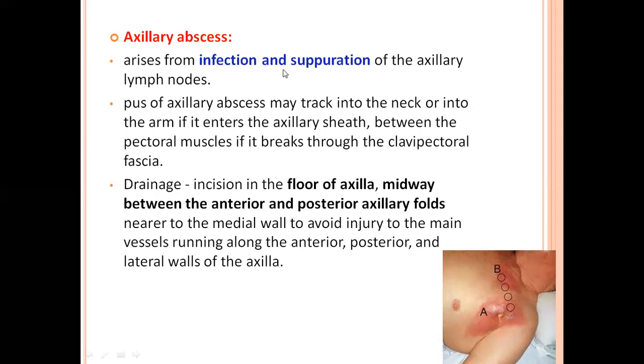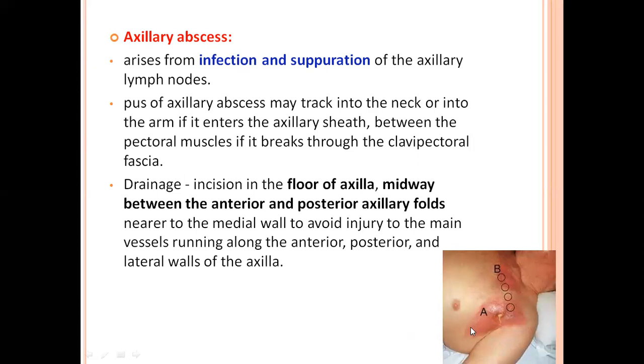It arises from infection and suppuration of axillary lymph nodes. Suppuration means formation of pus. Okay. So this pus may track into the neck also, because I told you we have the axillary sheath, isn't it? It may also track into the area between the pectoral muscles if it is breaking through the clavipectoral fascia. So how to treat this condition?